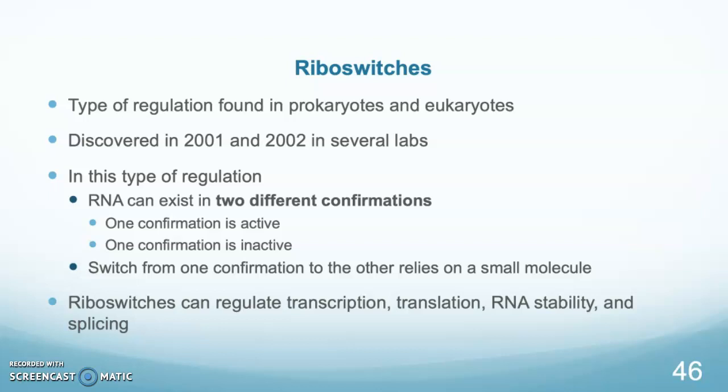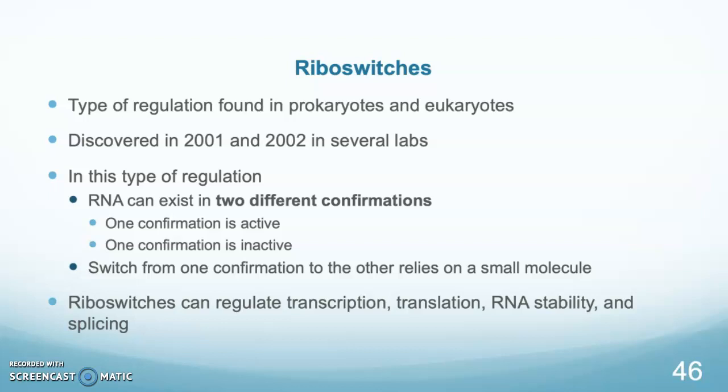And so the switch from one of these conformations to the other relies on a molecule that binds with the RNA, and generally it's either a product or some sort of substrate that is involved in the actual mRNA product. So we'll talk about that with a couple of examples.